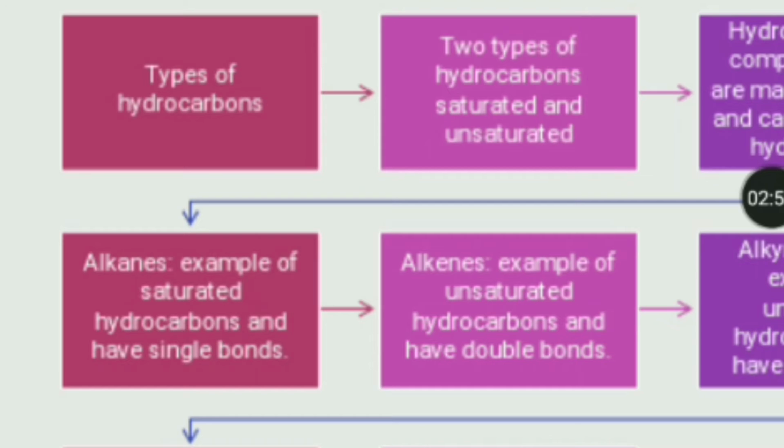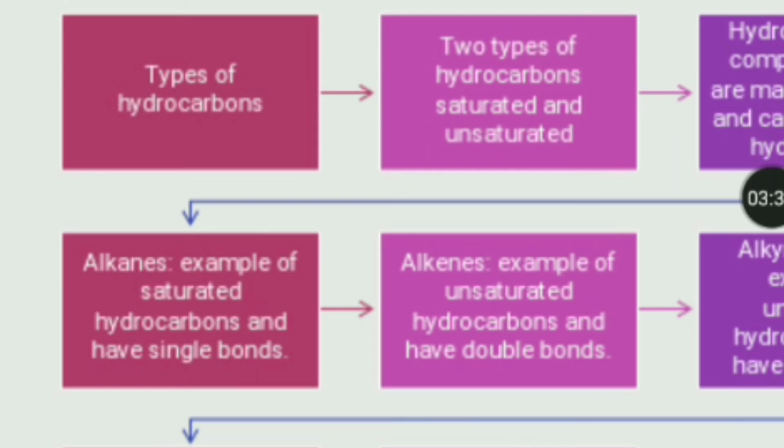So alkane has single bonds, and the hydrocarbons which have single bonds are called saturated hydrocarbons. So alkane is one of them. Alkane is the only type which has single bonds, and unsaturated hydrocarbons are of two types, alkenes and alkynes. Alkenes are the hydrocarbons which have double bonds, and alkynes are the ones which have triple bonds.